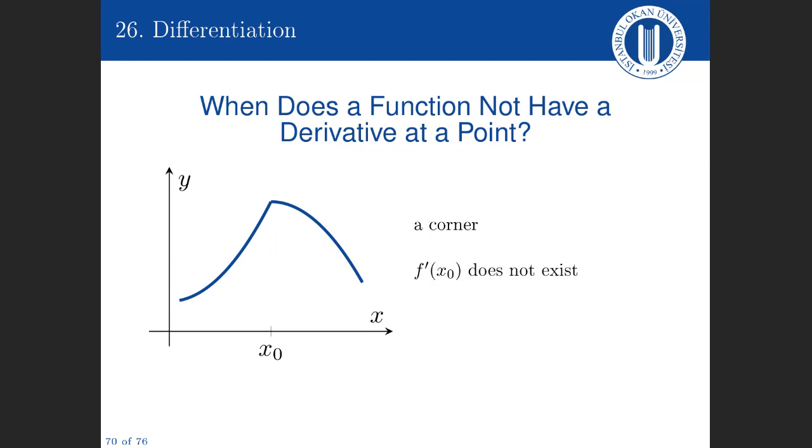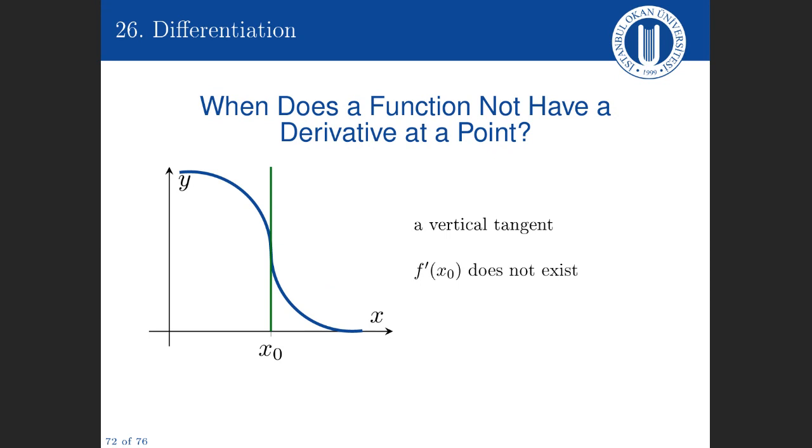When does a function not have a derivative at a point? Let's suppose our function has a corner. If the function has a corner, then the derivative does not exist at x0. Likewise, if we have a cusp like this, then the derivative does not exist. If we have a vertical tangent, then we can't do the limit because we'd get infinity or minus infinity, which doesn't exist. So the derivative of f doesn't exist at x0. If we have a discontinuity, then the derivative does not exist. Here's another picture of a discontinuity. The derivative does not exist.